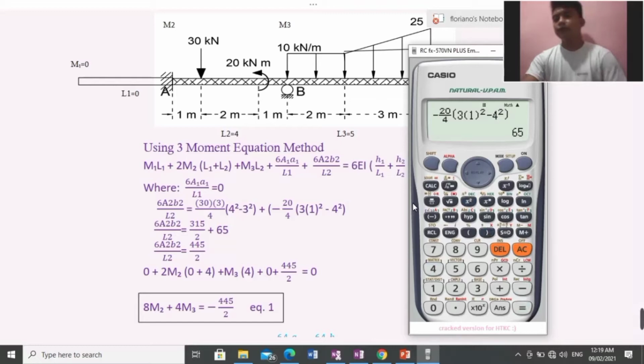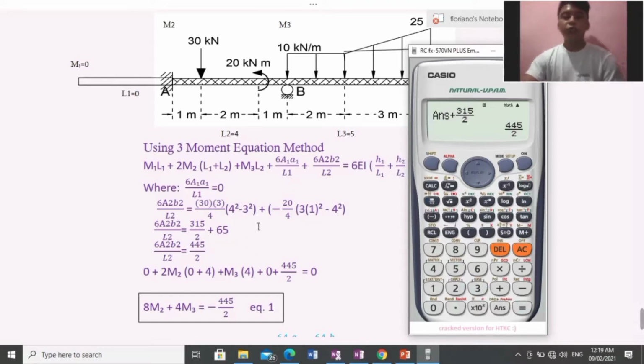So, ang sagot is 65. So, tama yung nakompute natin. So, yung 65, i-add na lang natin sa 315 over 2 plus 315 all over 2. So, ang sagot is 445 all over 2. So, tama yung sagot natin.